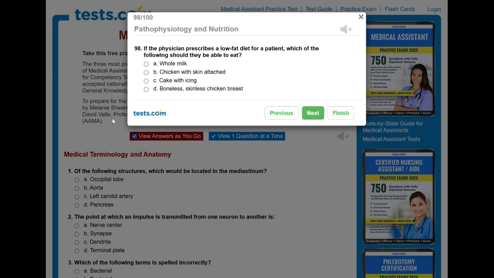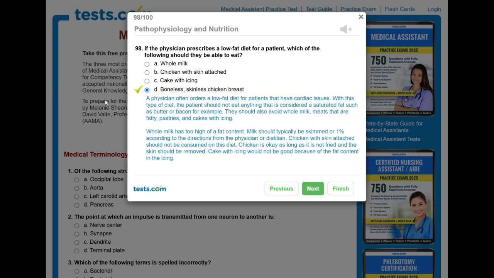Pathophysiology and nutrition. Question 98. If the physician prescribes a low-fat diet for a patient, which of the following should they be able to eat? A. Whole milk, B. Chicken with skin attached, C. Cake with icing, D. Boneless, skinless chicken breast. D. Boneless, skinless chicken breast.